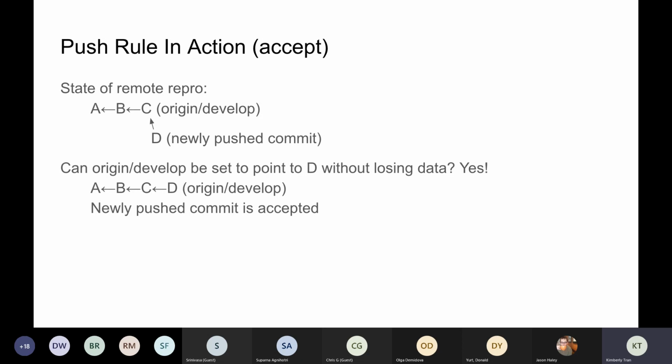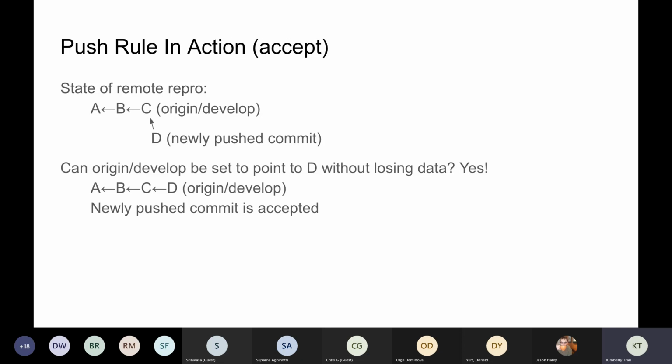So by the push rule, the branches can move to a new commit hash deterministically without losing data, meaning the old branch is still reachable. The old commit is still reachable from the new commit. Okay, so this is the normal happy path when you push something to the foreign repository.